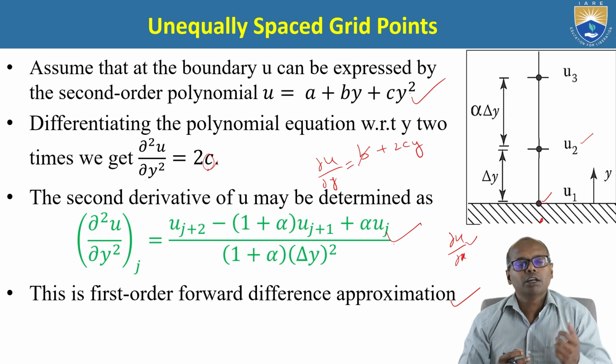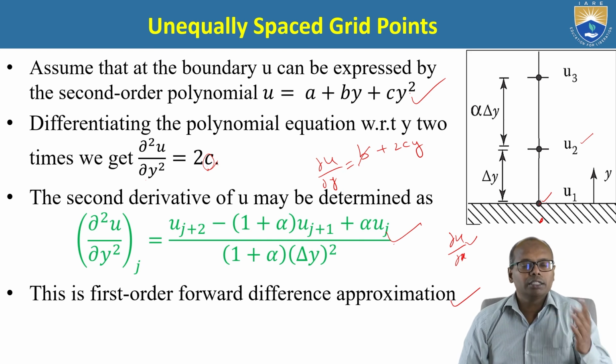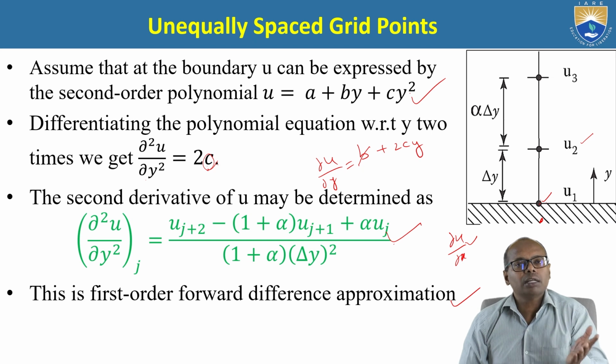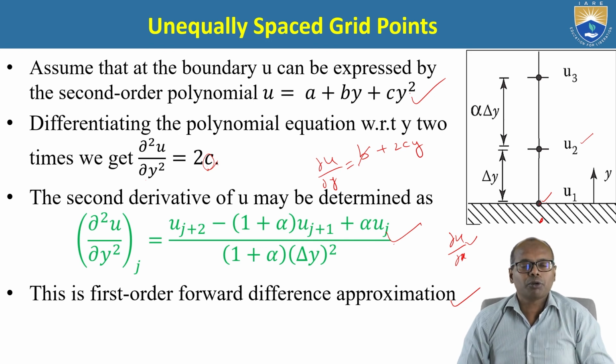From that we found the value of dou u by dou y and dou square u by dou y square. The value of dou u by dou y that we got is a second order forward difference approximation, and the value of dou square u by dou y square that we got is a first order forward difference approximation.